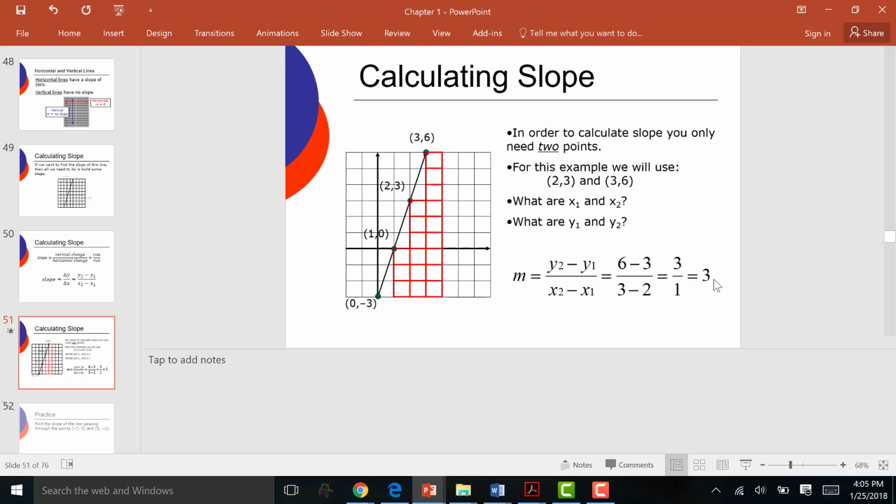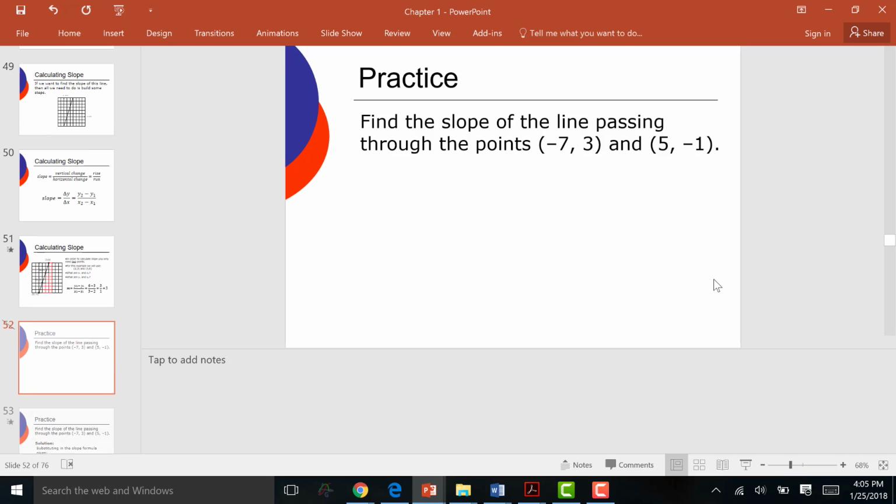Question. Does it matter which 2 points I picked from that line? No. You're going to get the same answer. It doesn't matter if you pick the first 2, the last 2, or the first and the last one. Any 2 points on the line are going to give you the same exact slope. All righty, your turn. Go.